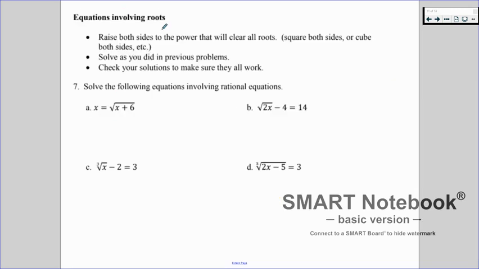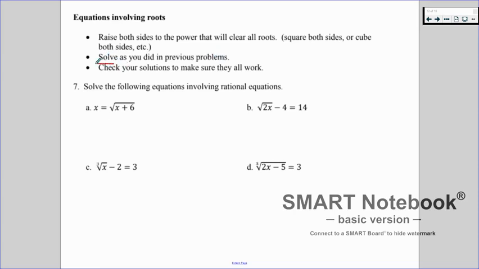Equations that involve roots. Here it says take both sides to the power that will clear all roots. I guess we probably should have started with make sure that what has the radical on it is by itself first. So like in question B, we're going to have to move this -4 first. That's kind of obvious, but maybe not. So we want to make sure we talk about that. But like for this one where we have the square root by itself, we can go ahead right away. Solve as we did previous problems.